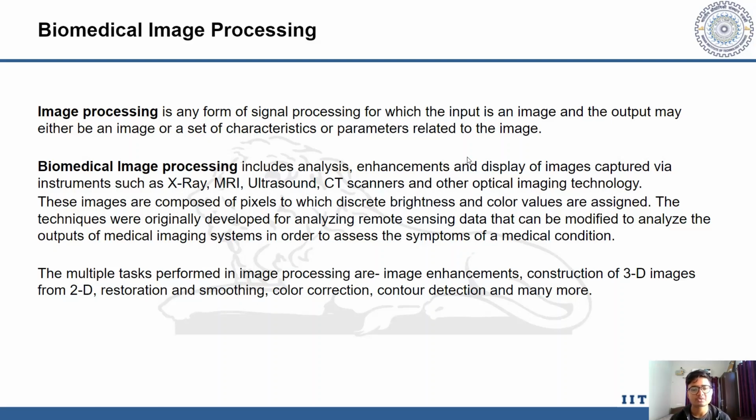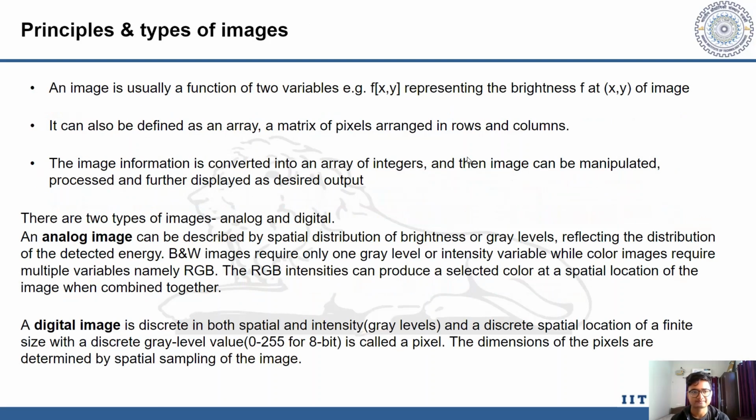These images are composed of pixels to which discrete brightness and color values are assigned. The techniques were originally developed for analyzing remote sensing data and can be modified to analyze the outputs of medical imaging systems in order to assess the symptoms of medical conditions. Now, the multiple tasks performed in image processing are image enhancement, construction of 3D images from 2D, restoration, smoothing, color correction, contour detection, and many more. We will be doing that using a software, ImageJ, for an OCT scan image later in the PPT.